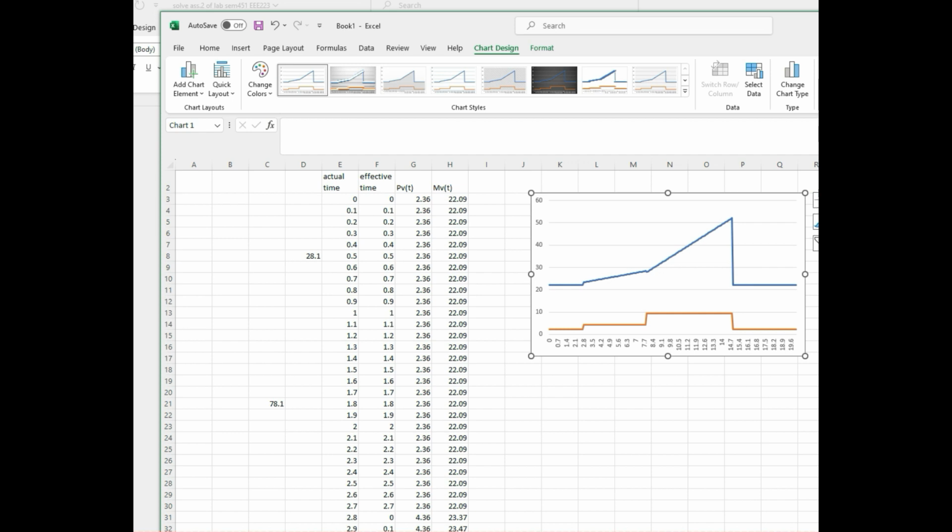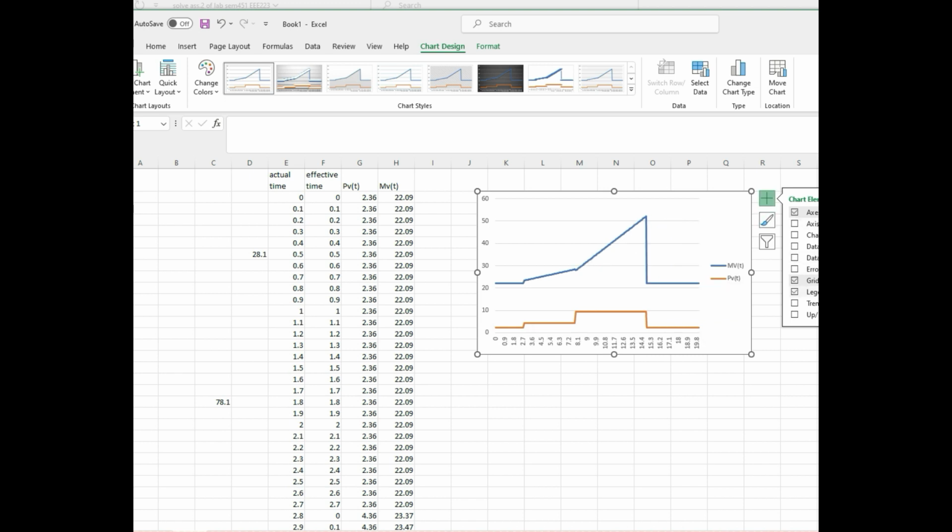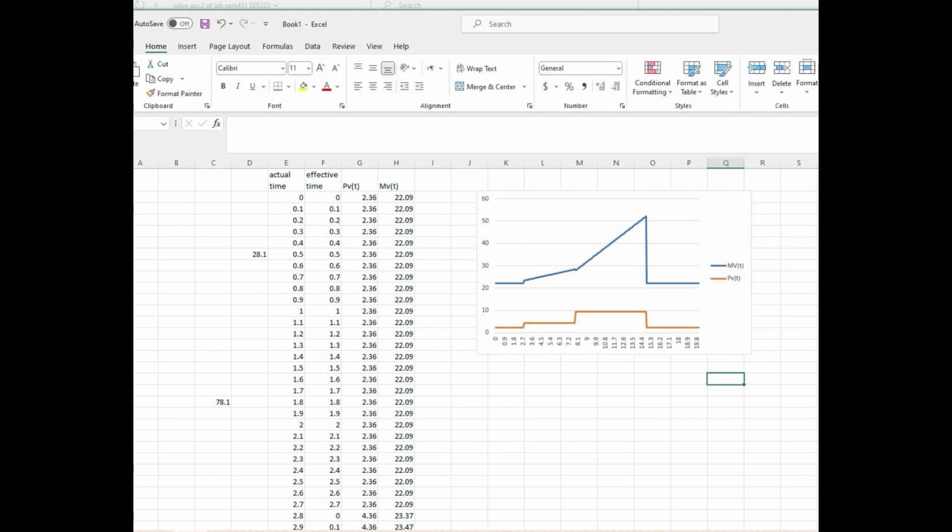Here are my drawings, maybe the legend does not appear here. We can put the legend here to define. The blue one is the MV and the orange one is the BV. Okay, we solved the question.